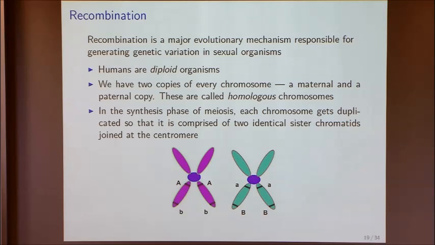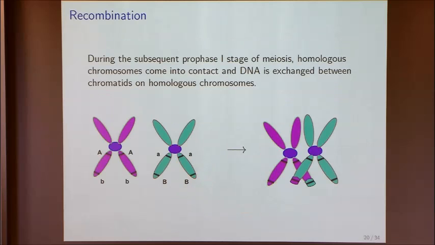Now, in the first phase of meiosis, the synthesis phase of meiosis, each chromosome gets duplicated. It has twice, and these duplicates are called chromatids, and these sister chromatids are tied together at the centromere. So initially, this chromosome had an A allele at this position and a B allele at this position, and when it duplicated, it formed this other sister chromatid, and they were joined together at the centromere. And so this might be the maternal copy, and this is the paternal copy, or the other homologous copy of that chromosome.